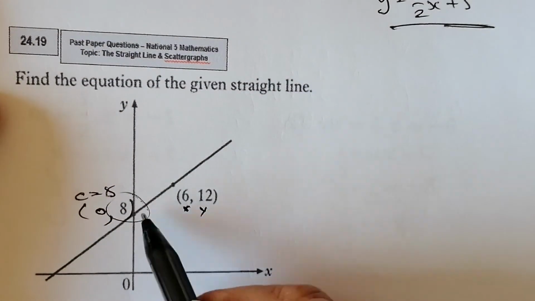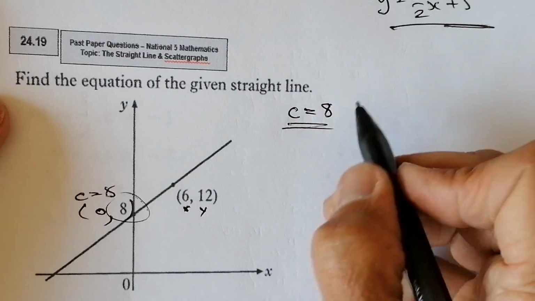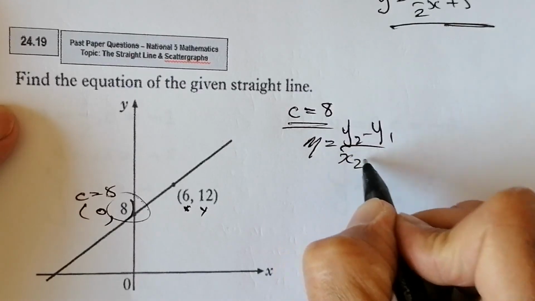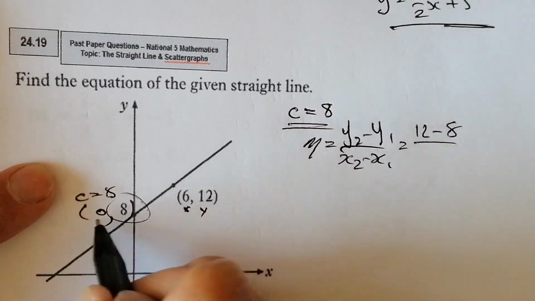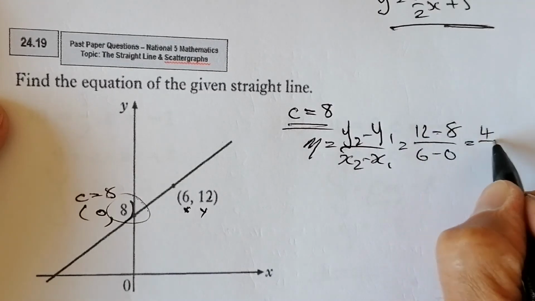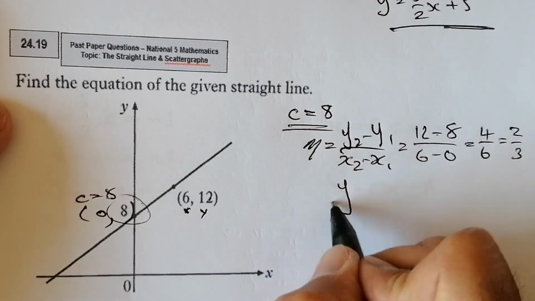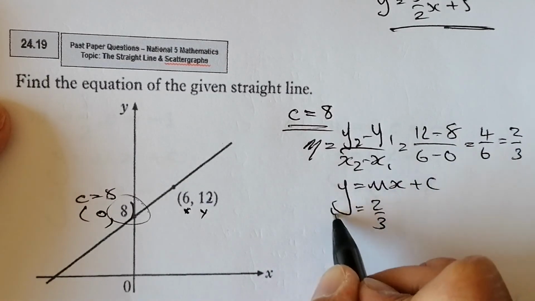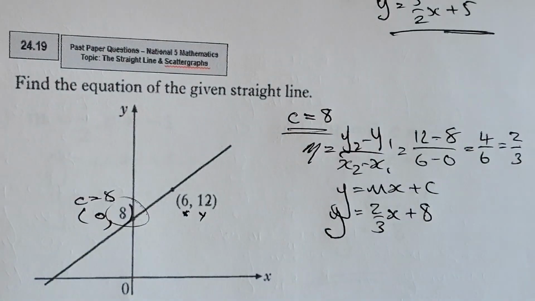So I'm going to work out my gradient first of all. I can say that my c value is equal to 8. I'll get a mark for that. Okay, so let's go and get our gradient. So our gradient is equal to y2 minus y1 all over x2 minus x1. Substitute 12 in, take away 8, and remember that was (0, 8) as the coordinates, so that's going to be 6 take away 0, and then what I'll have on the top is 4 all over 6, and that will simplify down to 2 over 3. So there's my gradient. So y equals mx plus c, and if I substitute the gradient in, which is 2/3, y equals 2/3 x, and we've got a plus 8. And that's the way we can work that one through there.